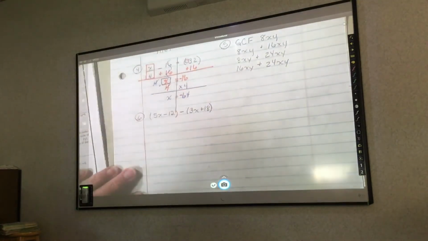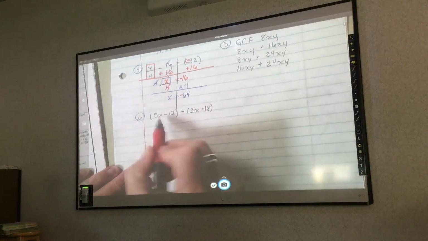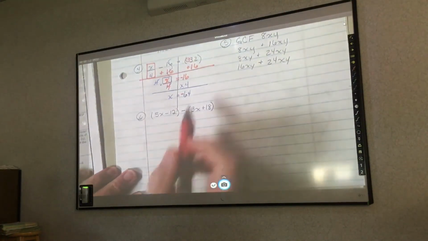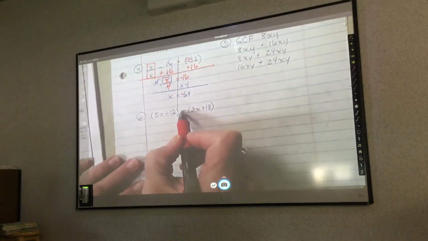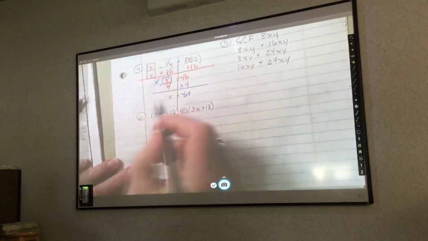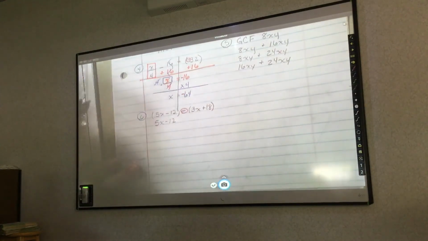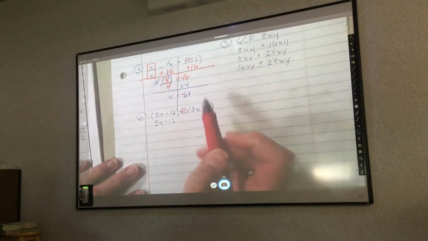The first thing that I like to do, I'm going to show you 2 ways to solve the problem. I'm going to show you the way that I do it in order to not make a mistake with my negatives and my positives. If I am subtracting 2 quantities, then I'm going to use a distributive property on this. So I'm just going to copy down the 5x minus 12 because I didn't have to use a distributive property for that at all.